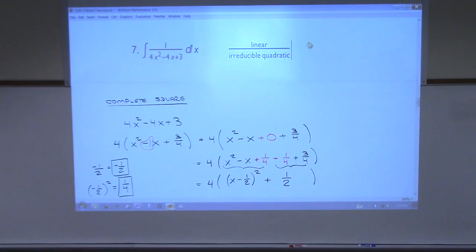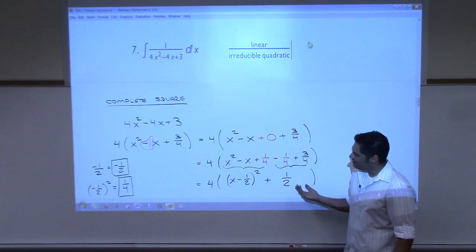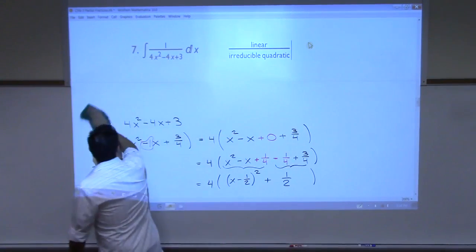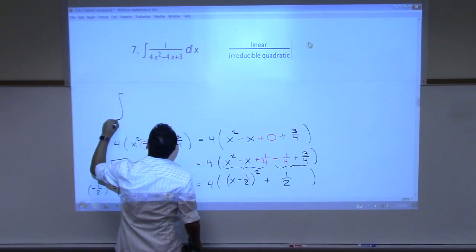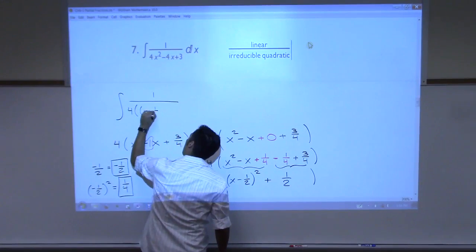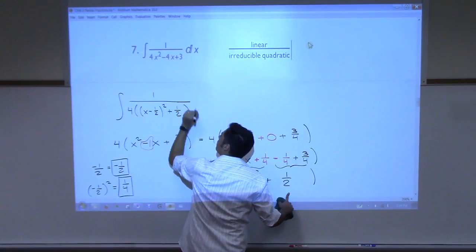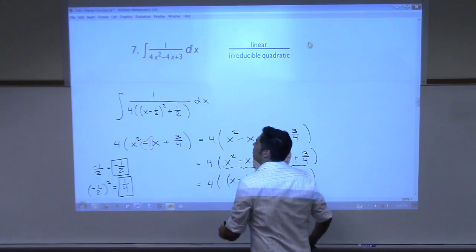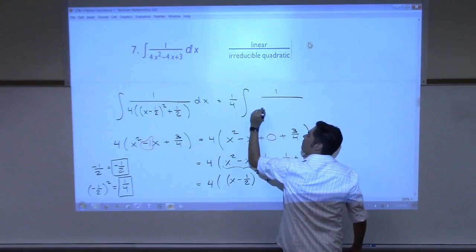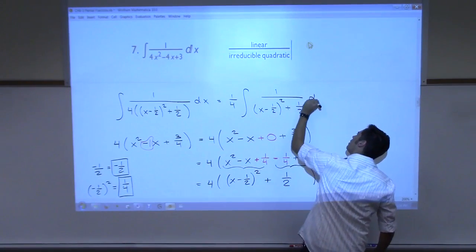All right, let's rewrite the integral. What about this 4 out here? Should I try and distribute that back through? No, I'm going to take it out of the integral completely. This integral now becomes 1 over 4 times the integral of 1 over (x minus 1/2) squared plus 1/2, dx, which is 1/4 integral 1 over x minus 1/2 quantity squared plus 1/2 dx.